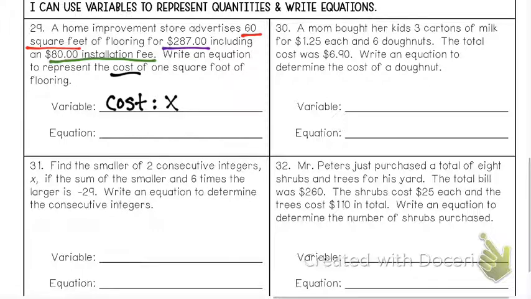And then in my equation, I know that if I add the two values together, I could get total cost. So in this case, if I say 60 times the square feet, times the cost, because 60 is the square feet. So square feet times cost, I add that to an installation fee, and that should give me a grand total of 287.